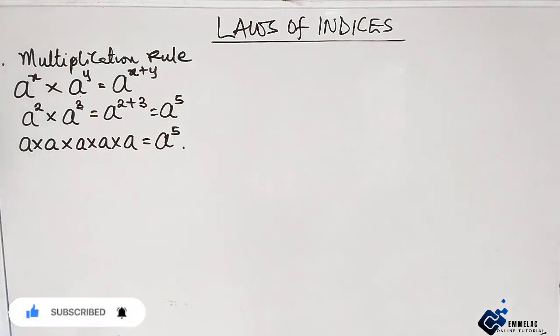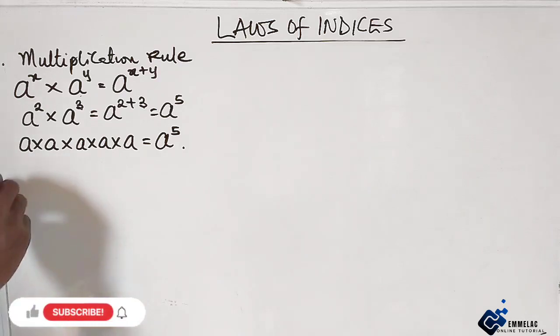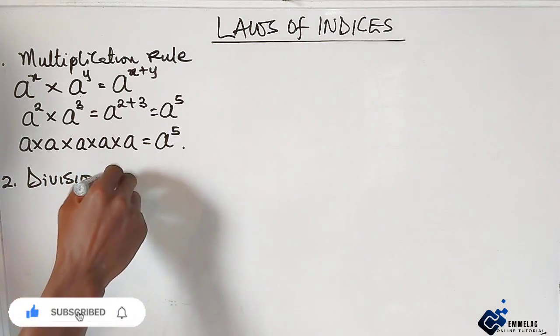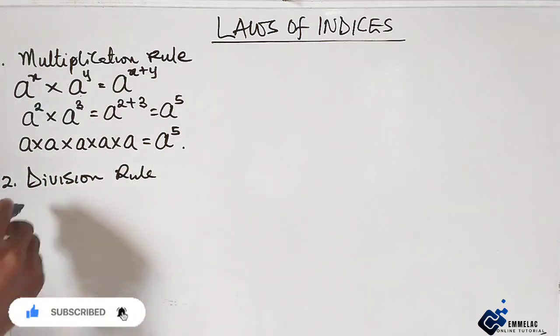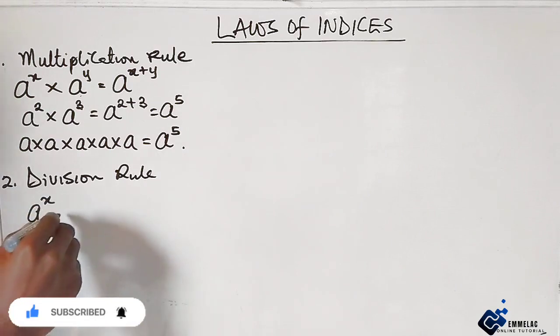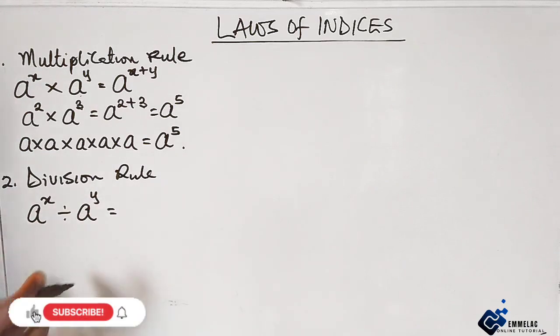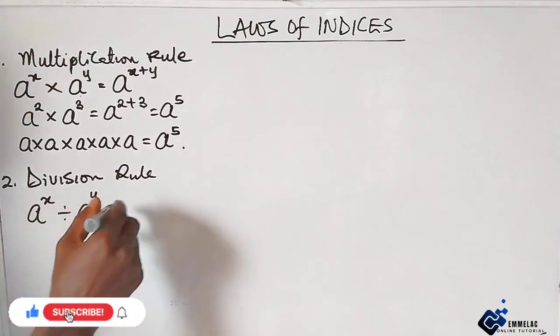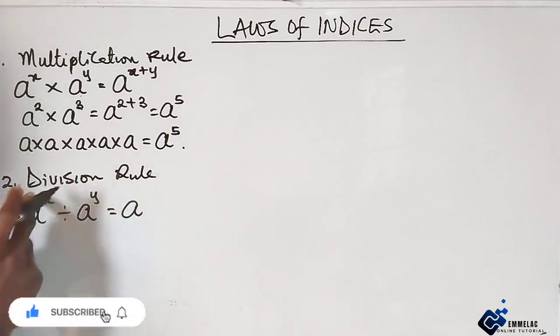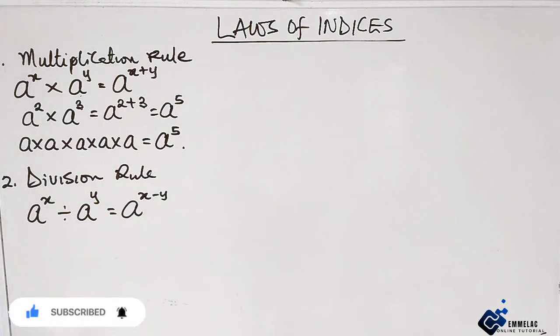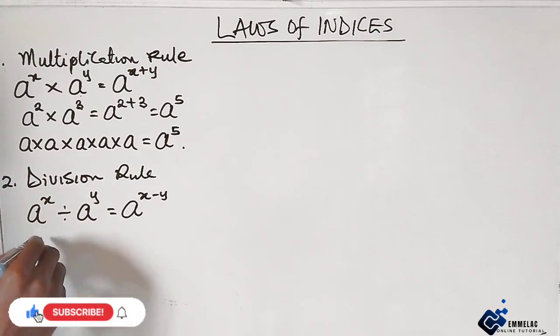So this is the first law, and here is how to apply it. Now the second one is the division law, or the division rule. Let's say a raised to the power of x divided by a raised to the power of y. In this case, as long as the bases are the same, the powers will be subtracted from each other, so we have x minus y.